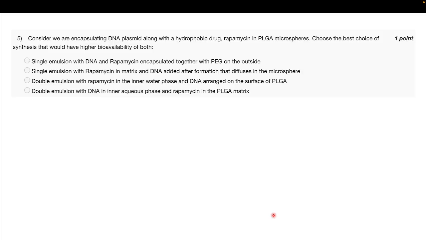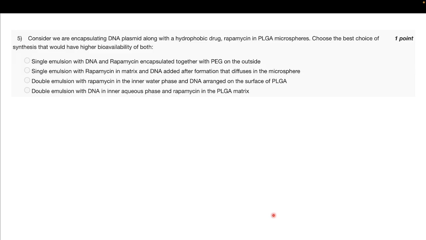Okay, let's look at the fifth question. Consider that we are encapsulating a DNA plasmid along with a hydrophobic drug, for example rapamycin, in PLGA microspheres. Choose the best choice of synthesis that would have higher bioavailability for both of these moieties. So we need higher bioavailability both for the DNA plasmid as well as rapamycin in a PLGA microsphere. Which is the best method to achieve this?